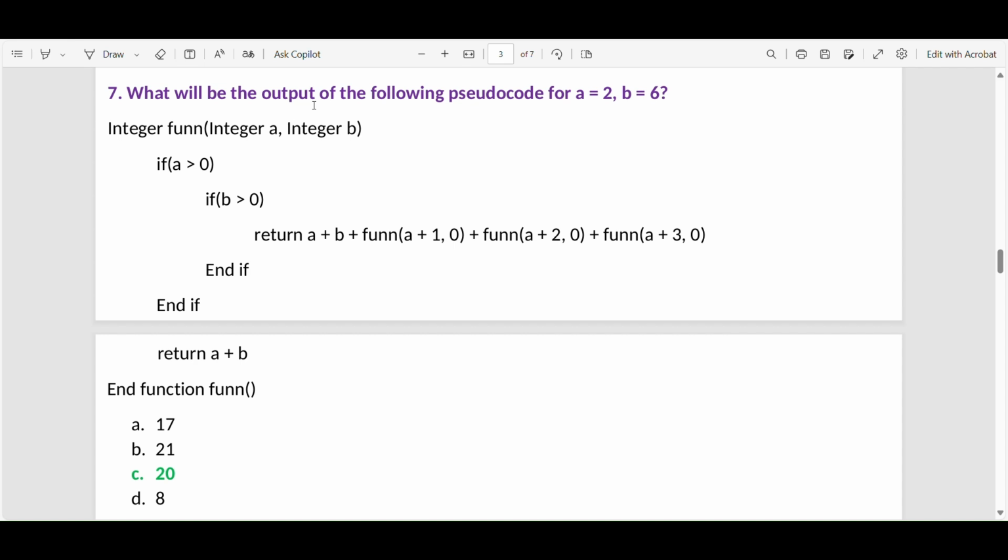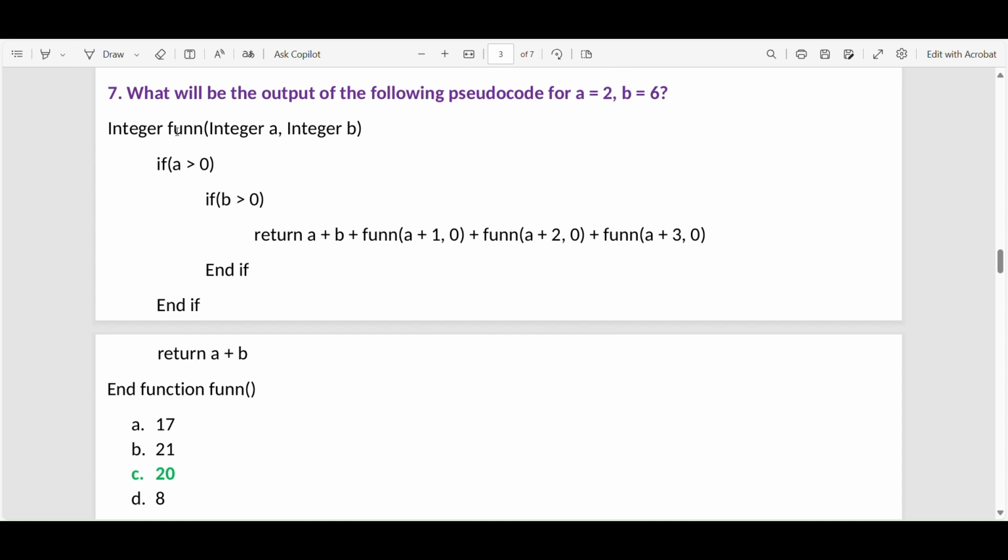And this is also, what will be the output of the following pseudocode: A equals 2, B equals 6. That means A is equal to 2 and B is equal to 6. So this is the program we are having, and this is a pseudocode. And here we are given the values of A and B as 2 and 6. Right? The value of A is 2 and B is 6. Let's go into this pseudocode.